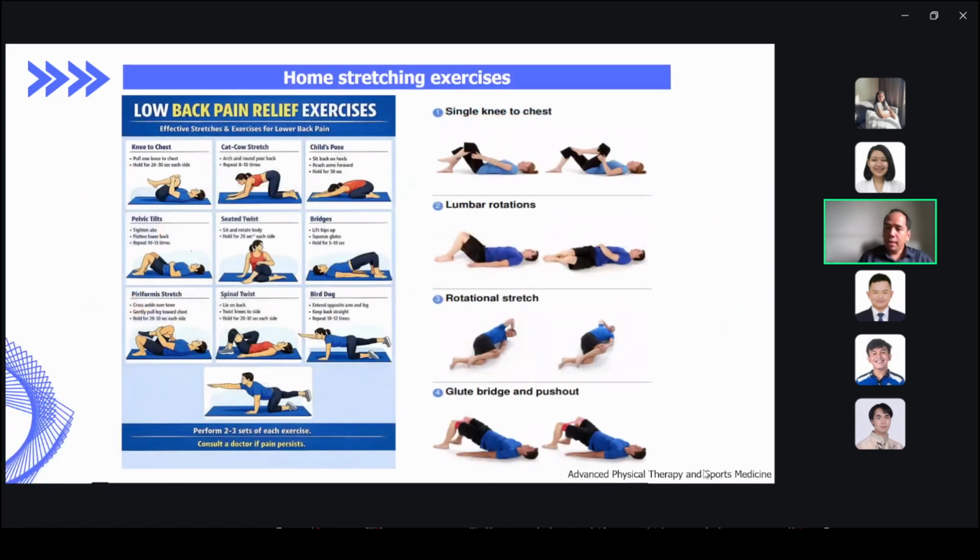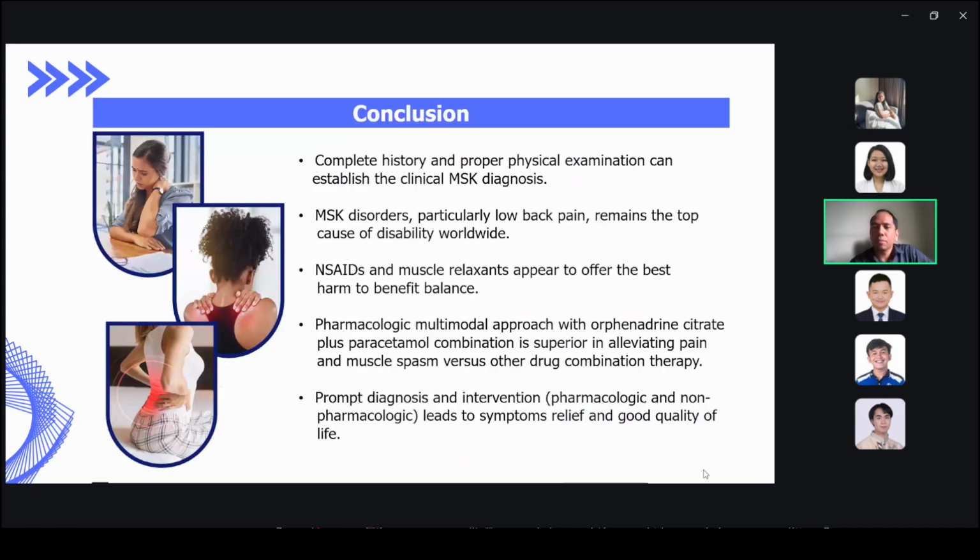Then for low back pain, when you are in the supine position on the bed, you can do knee to chest, cat-cow stretch, child's pose, pelvic tilts, seated twist, bridges, piriformis stretch, spinal twist, and bird dog, performing 2 to 3 sets of each exercise. When you wake up in the morning, before getting up, you can do single knee to chest, lumbar rotation, rotational stretch, and glute bridge and push up.